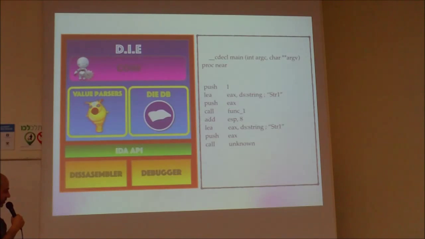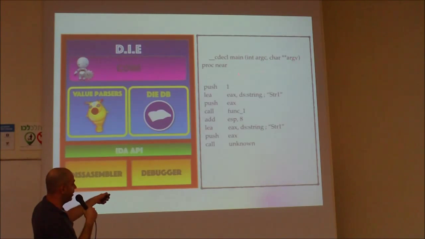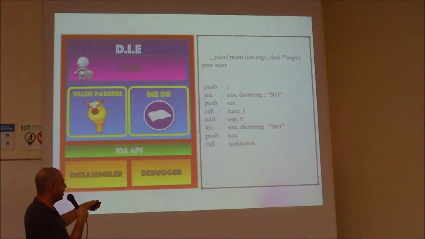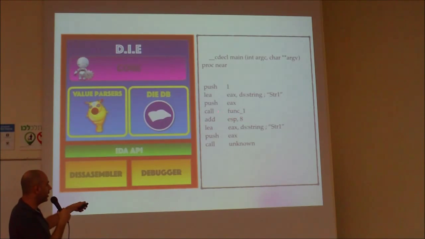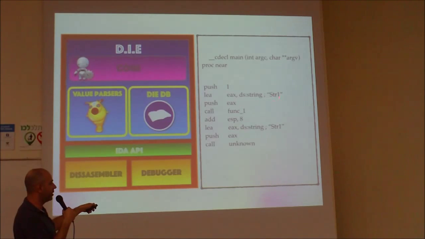Now, take a look at this code here. Just for those of you who don't read assembly, I will go through it really quickly. So this is the main function here, right? And there's two calls to functions. Here's one and here's two. This function here, function 1, actually has two values being passed to it. One will be just the value 1, right? And the other will be a string passed through the EAX register, and the string is str1.